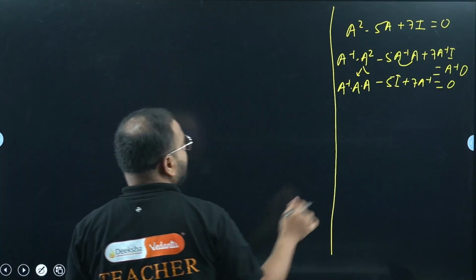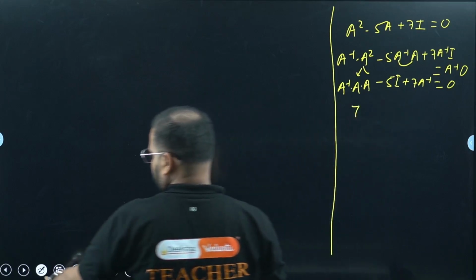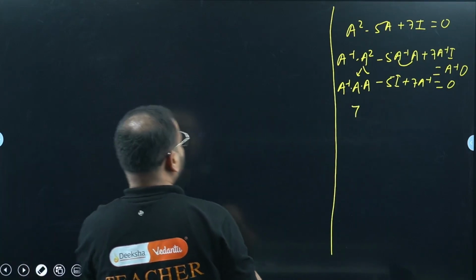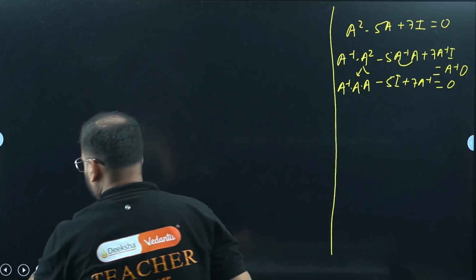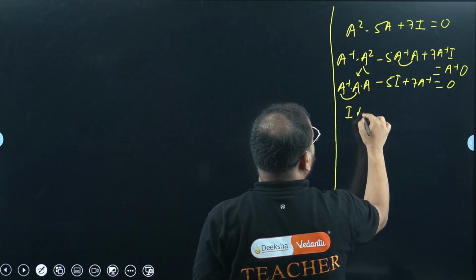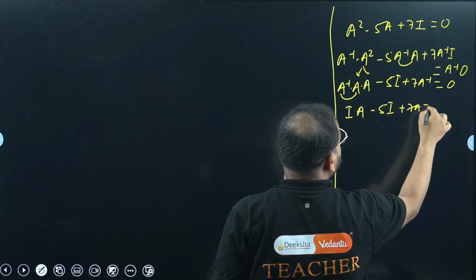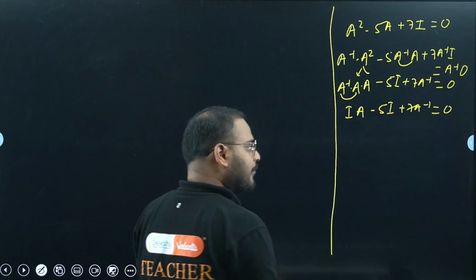Let's see. So I want to find A inverse value. So keep this part here. Before this, I'll have to simplify one more step. This will become what? I. So IA minus 5I plus 7A inverse equals 0. I want to find the value of A inverse.